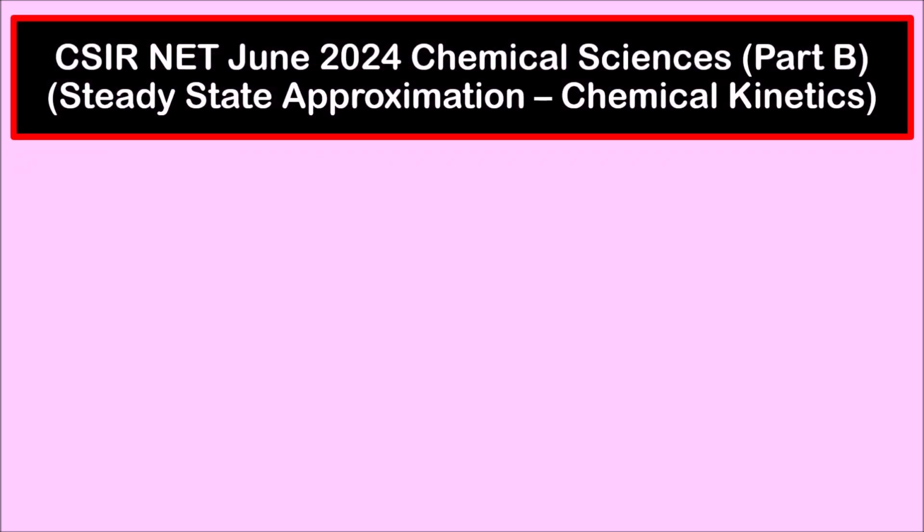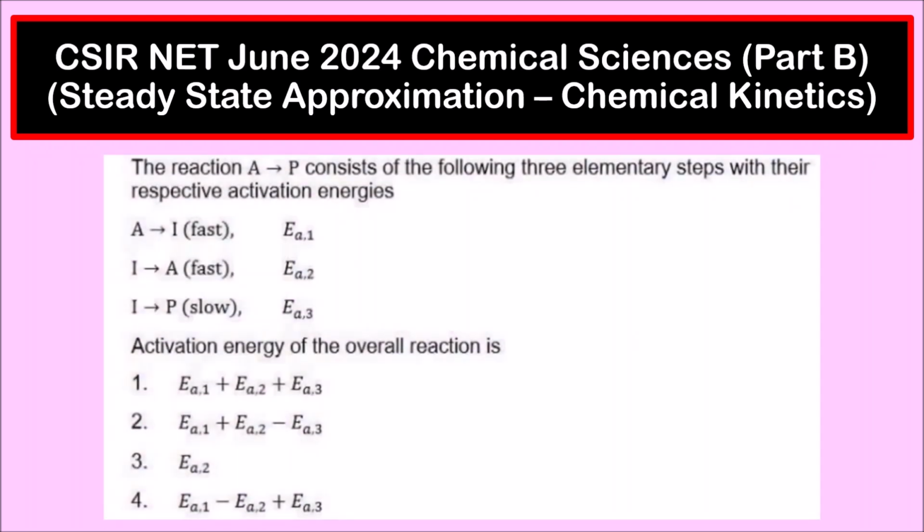In today's video, we're going to solve another question from the NET 2024 June paper, from steady state approximation, a topic of chemical kinetics. The question is: reactant A getting converted to product P consists of three elementary steps. These are the three steps that are given. We have to find out the activation energy of the overall reaction.